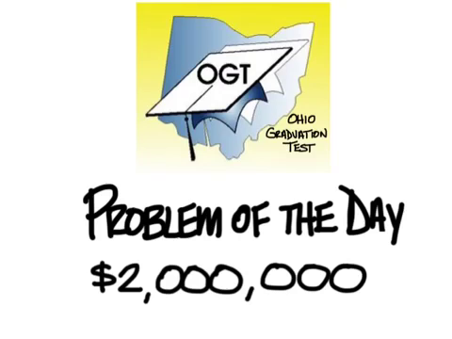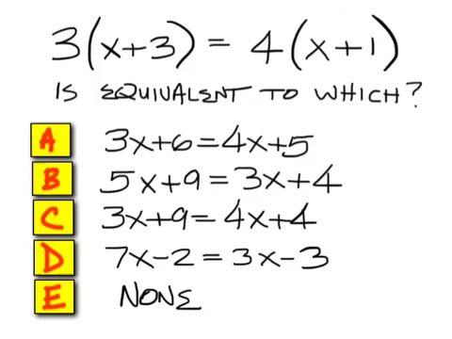Now it's time for the graduation test problem of the day worth 2 million. All you have to do is choose the letter of the right answer: A, B, C, D, or E. You cannot talk out loud about the problem. You have to take it as if it is a real graduation test. All I need is A, B, C, or D on a piece of paper once you look at this problem.